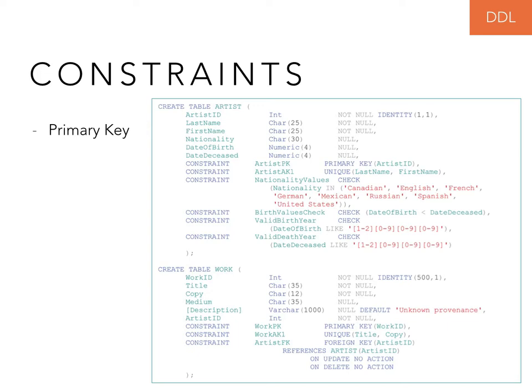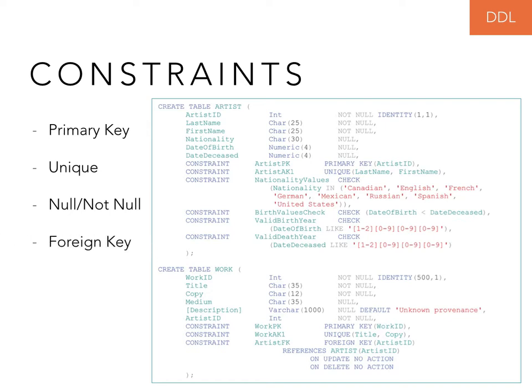So the primary key constraint, you see that at the bottom there on artist PK, says this is the primary key for this table. It's the way you define the primary key. We can specify that certain values have to be unique. See, in the top example, the last name, first name combination is supposed to be unique. We specify if a value is allowed to be null or if it cannot be null. Primary keys have to be non-null.